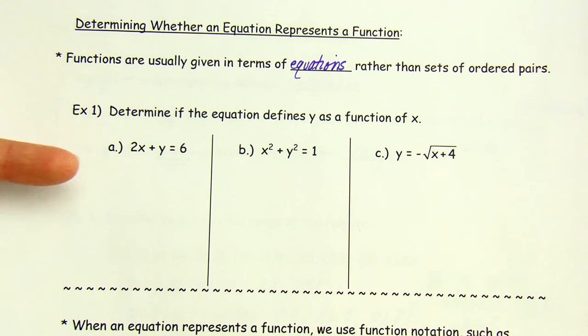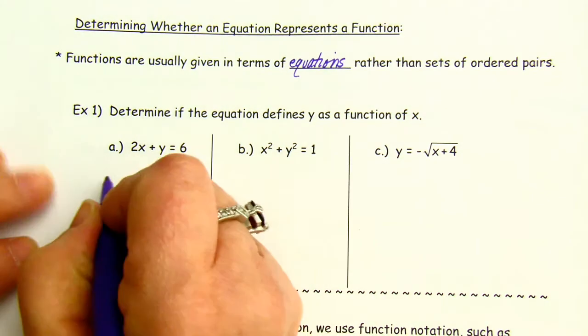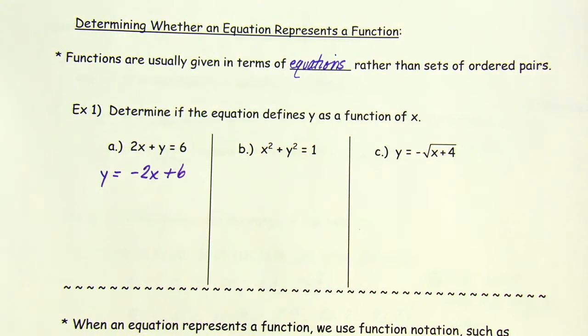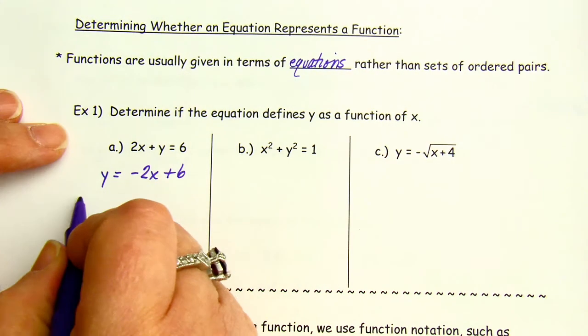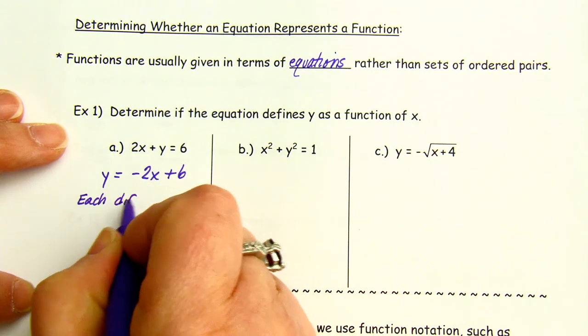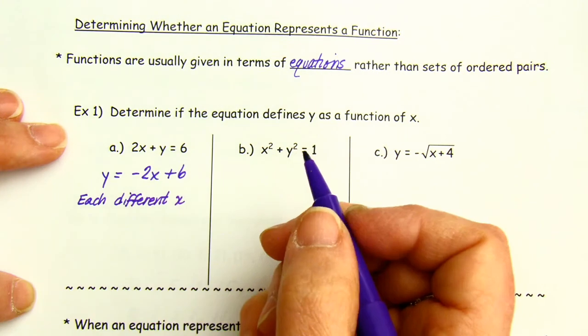I mean, if I look at this one, okay, and I'm like, oh, well, 2x plus y equals 6. If I solve that for y, I get y equals negative 2x plus 6. Well, isn't this a y equals mx plus b? Isn't this a graph of a line with a negative slope? Passes the vertical line test for sure. So I'm going to say here that each different x will give exactly one y.